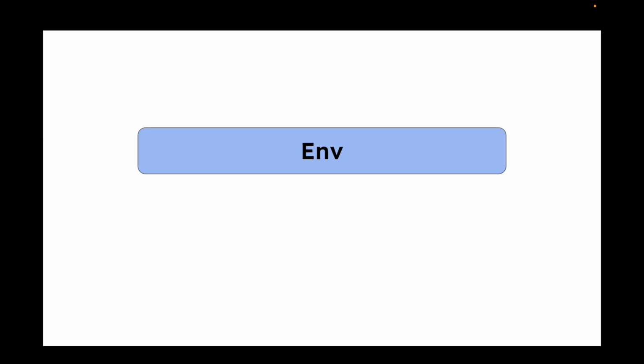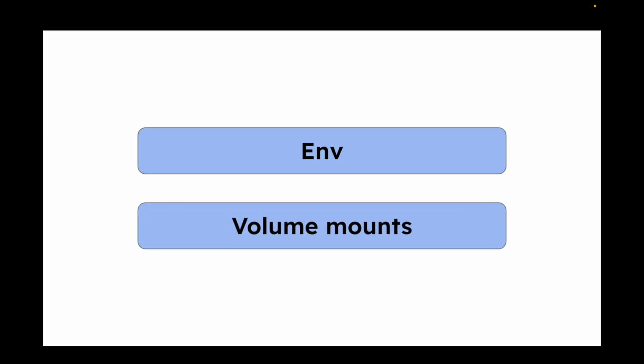In the last session, we looked at Kubernetes secrets and how we can use secrets for passing sensitive information to the pods. We also looked at two ways that we can pass secrets. One is using env, which is your environment variables, and the second is volume mounts. In today's session, we are going to talk about Kubernetes volumes.